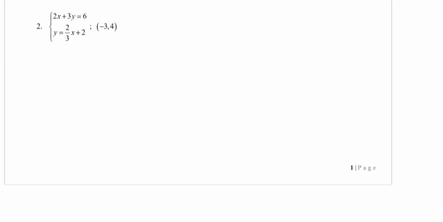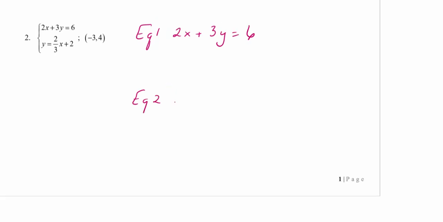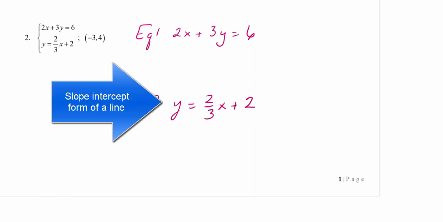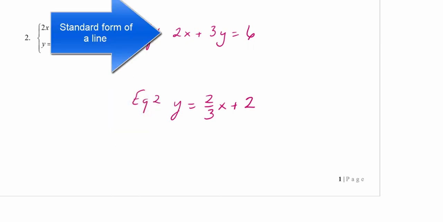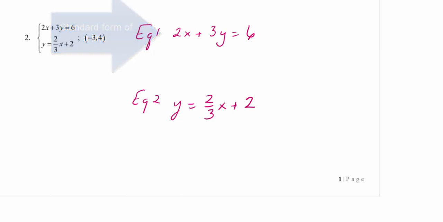Okay, now in this system, our equation 1 is 2x plus 3y equals 6. And then our second equation is y equals 2/3 x plus 2. You probably recognize the second equation as being a line in slope-intercept form and the first equation as being a line in standard form. And we're going to see if the ordered pair (-3, 4) is a solution. I'm just labeling this to remind me that the x is going to be replaced by a -3 while the y gets replaced by a 4.